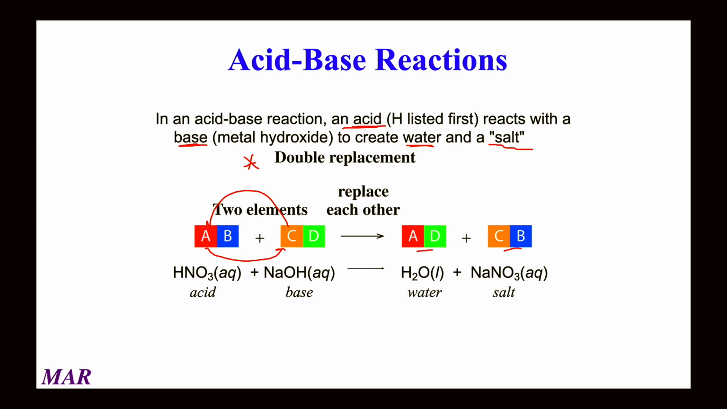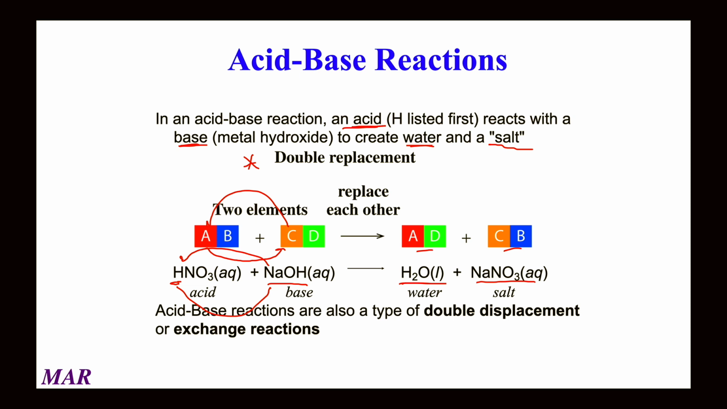And again, we know the first one is an acid because the H is listed first. Metal hydroxides make this a base. And again, the H and the Na are going to trade places. So HOH is water, and Na with NO3, sodium nitrate, would be our salt in this reaction.